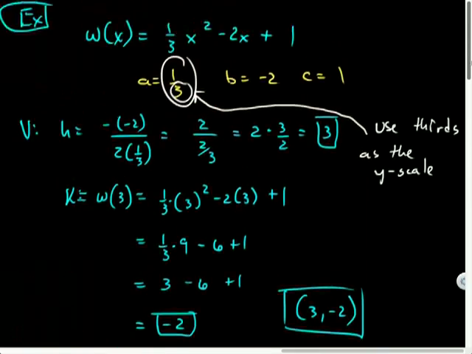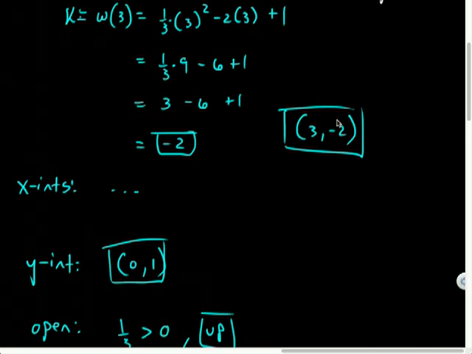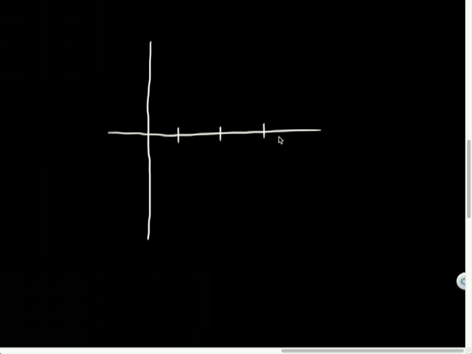So I've got the vertex at 3, negative 2, and I use thirds for my y scale. My x scale I can still count by ones: 1, 2, 3. So here's 3. And my y scale, I said I'm counting by thirds. So that means 1, 2, 3. Every third one is a unit, right? 1, 2, 3, like that. So 1, 2, 3, negative 2. 1, 2, 3. Oh, those tick marks weren't very evenly spaced.